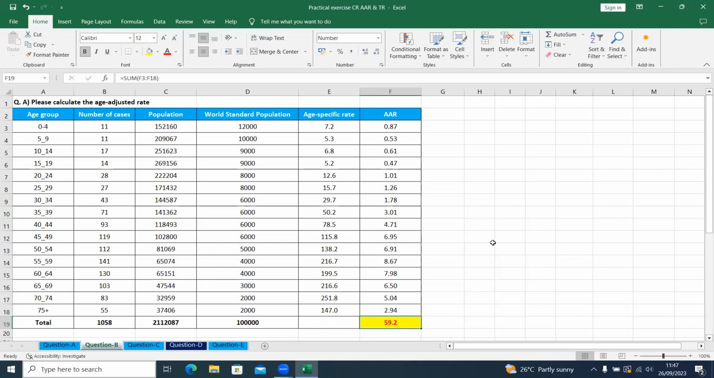Sir, during the previous slides, we did it like specific rate multiplied by world standard population, and then we divided it by the whole world standard population. I have a doubt here. Currently we calculated the AR for each age group, then did a summation of it, and we haven't divided it by the world standard population.